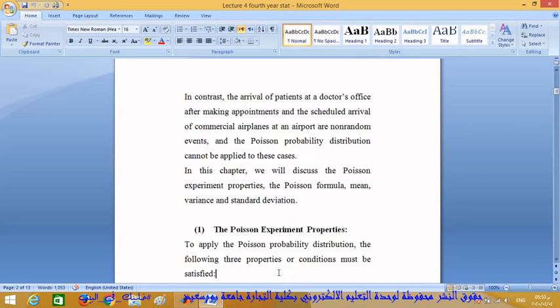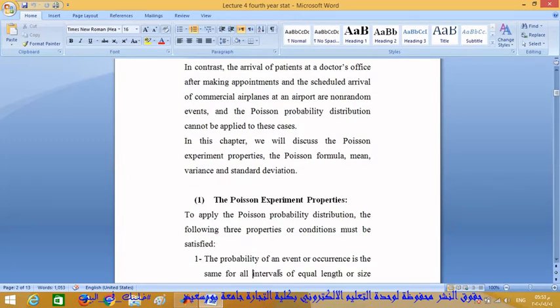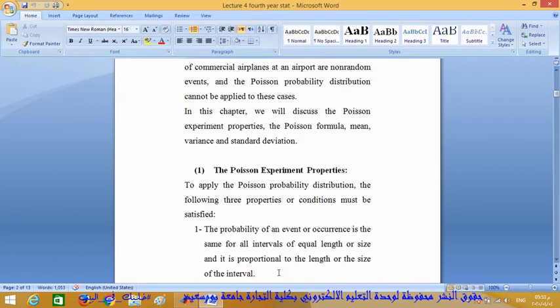To apply the Poisson probability distribution, the following three properties or conditions must be satisfied. So what are the conditions of this distribution? I mean the Poisson distribution. The first condition or property is the probability of an event or occurrence is the same for all intervals of equal length or size, and it is proportional to the length or the size of the interval.